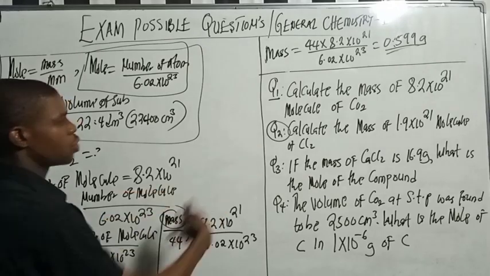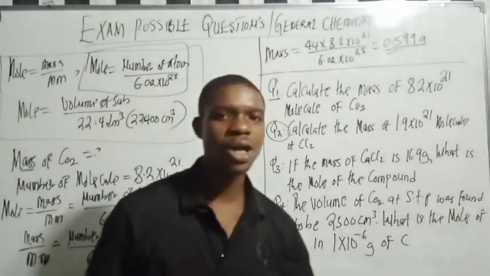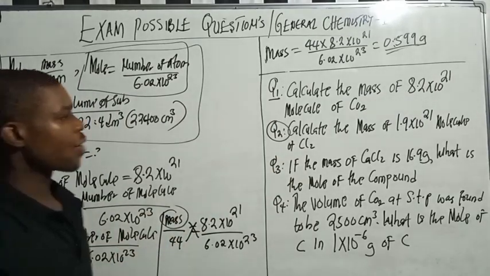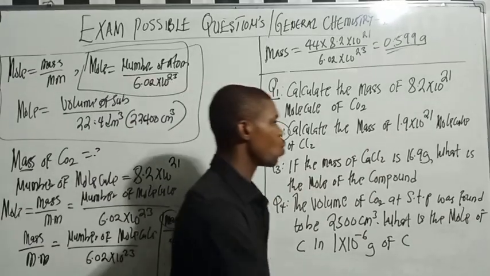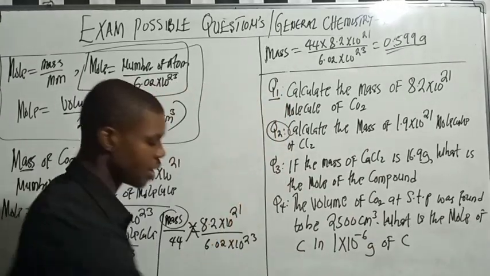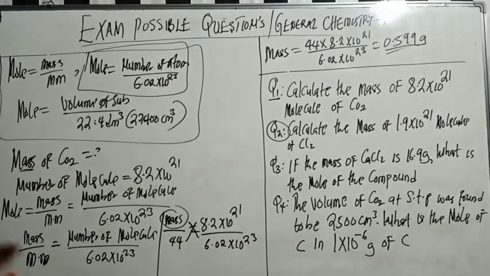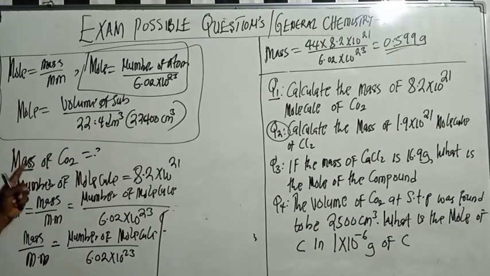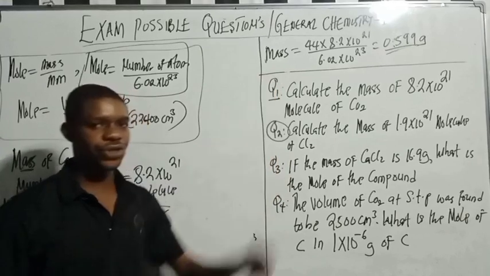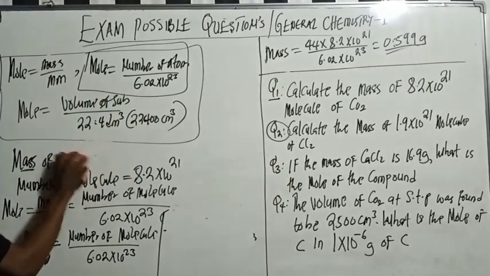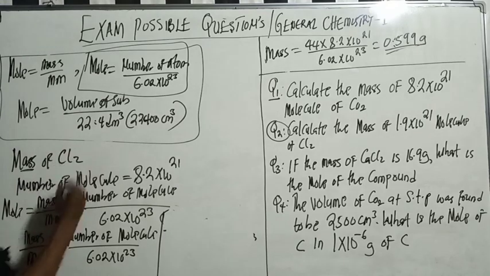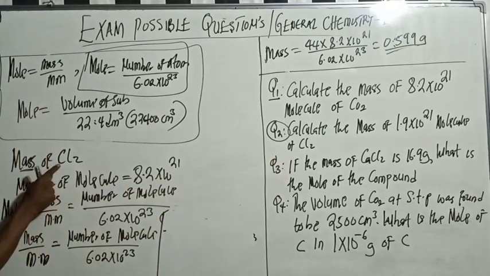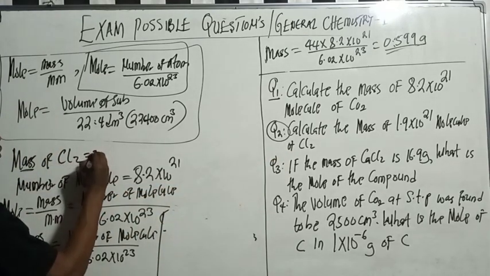So let's look at question 2. You can pause the video and try to solve question 2 yourself, because it's still the same format. Calculate the mass of 1.9 exponential 21 molecules of Cl2. You get that? Cl2. So I'm still going to use the same thing here, right? If you check question 2, just like question 1, the only thing you want to do here is to put Cl2. Because the question says calculate the mass of Cl2, chlorine gas. This is what I'm looking for.